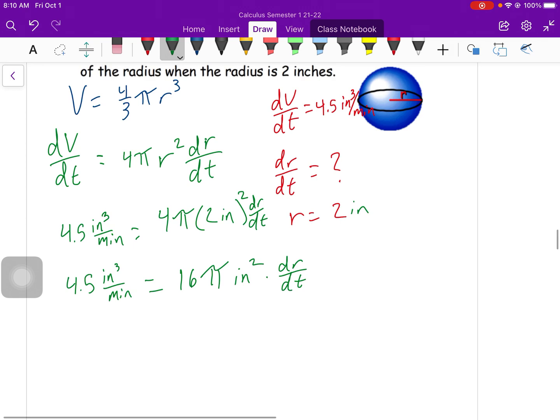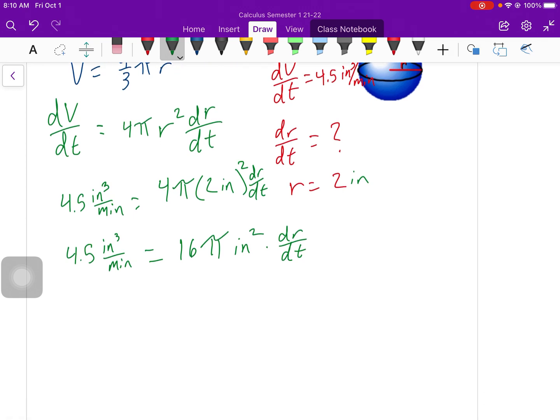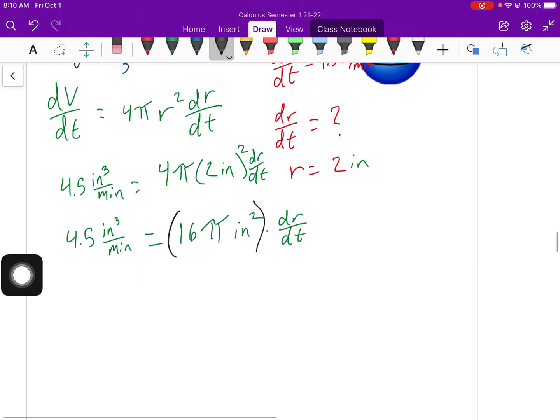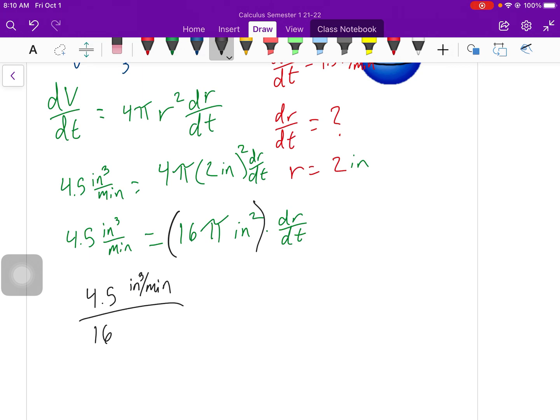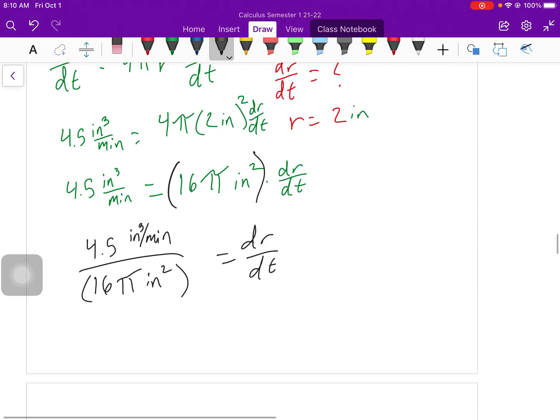Now I divide both sides by 16π inches squared. I'm going to put this inches squared bit, that whole thing, in parentheses. Inches squared is not technically multiplication, it's just how I can group my labels so I know I end up with the right one. But I should have 4.5 inches cubed per minute divided by 16π inches squared equal to dr/dt, and now I can simplify this.